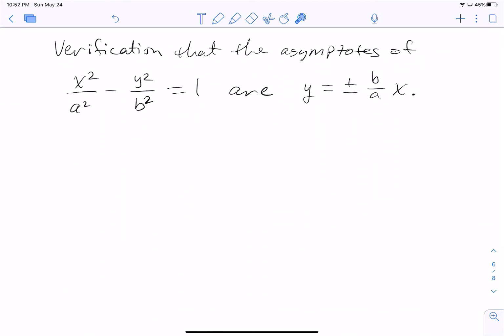That distance being the vertical distance. Since I have the asymptotes' equations as y in terms of x, I'd like to solve the hyperbola's equation for y as well. Our first step is to isolate the y squared term. We end up with y squared over b squared is equal to x squared over a squared minus 1.